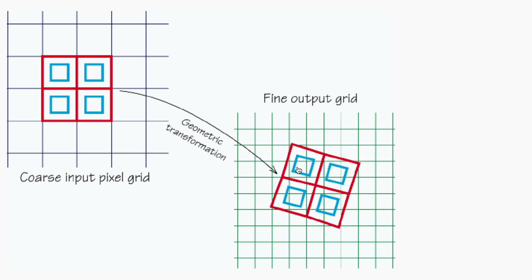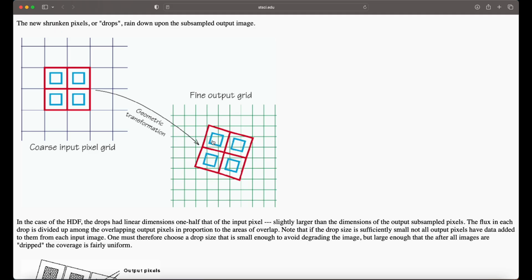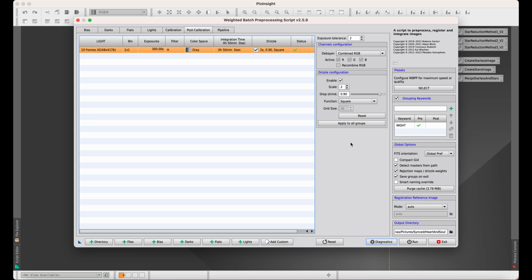So in general, if you want to increase the resolution of the final drizzled image, you should set the drop shrink parameter to a value less than 1. If you want to preserve the original pixel scale of that image, then you should set the drop shrink parameter to 1. Basically, in summary, there's a lot going on with the algorithm.